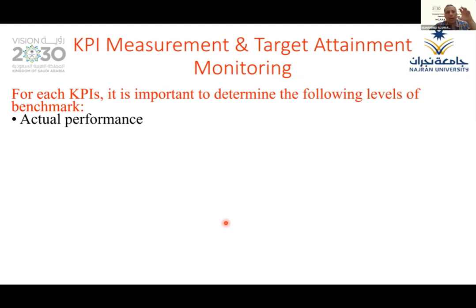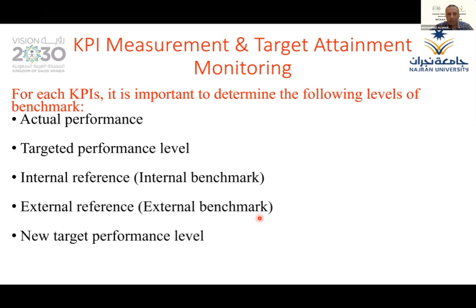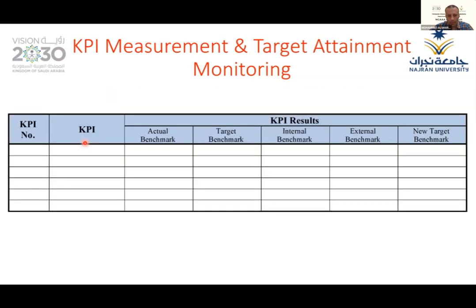Okay. Now, for the KPI, normally when the team, a separate team for the standards, Jazakumullah khair, everyone, has to work, there are 5 factors: actual performance, target performance level, internal reference or internal benchmark, external reference or external benchmark, and new target. These 5 things are needed this way. This is exactly what is in the SSR. So here is the number of the KPI, this is the KPI itself, and we have to fill in these 5 data. What are these 5 data?